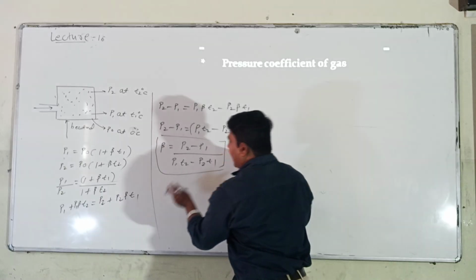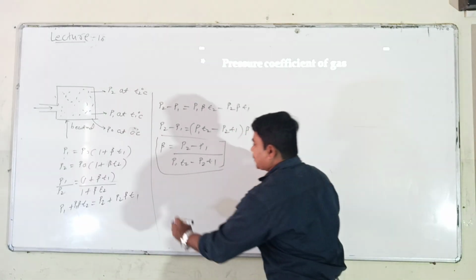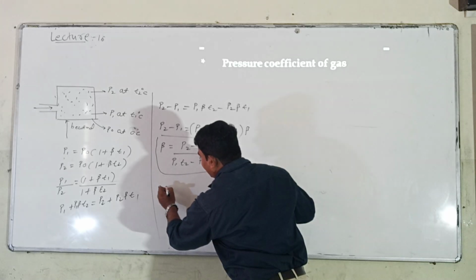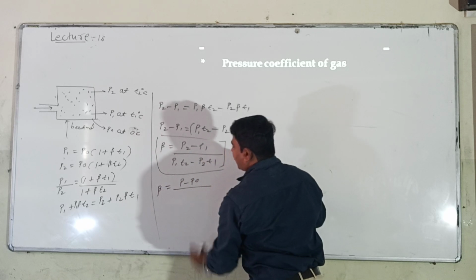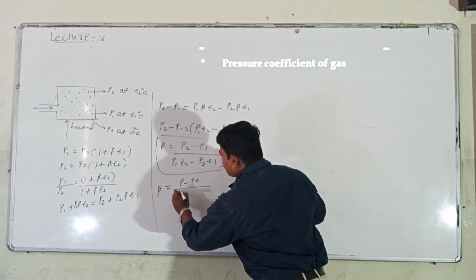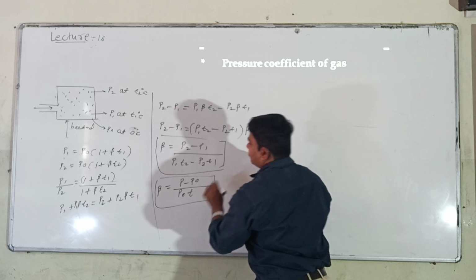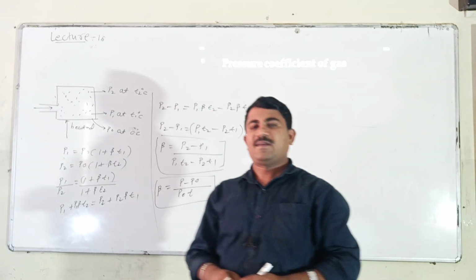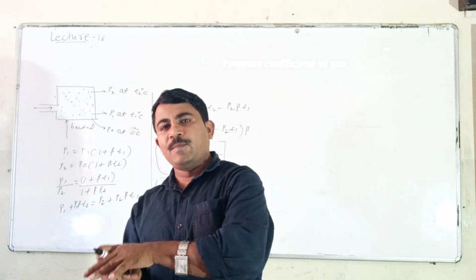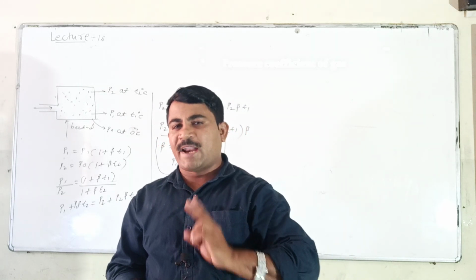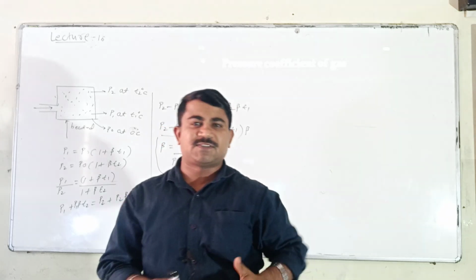Now, actually at 0 degree Celsius and T degree Celsius, what is the coefficient of pressure? Coefficient of pressure beta is equal to P minus P naught divided by P naught into T. These are two values, right? The pressure coefficient and the volume coefficient of the gas, as two values at 0 degree Celsius and T degree Celsius, and at T1 degree Celsius and T2 degree Celsius.